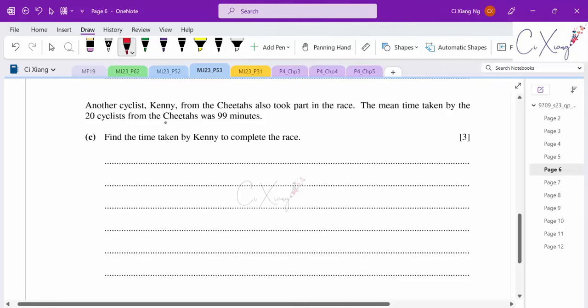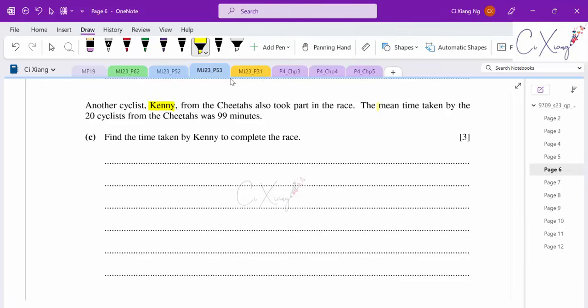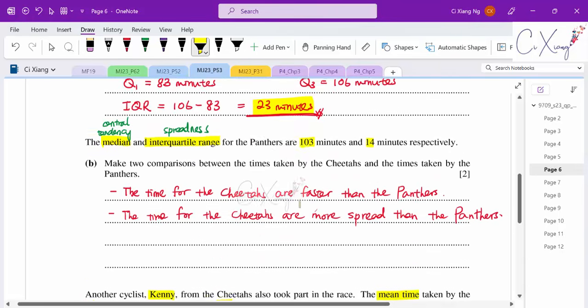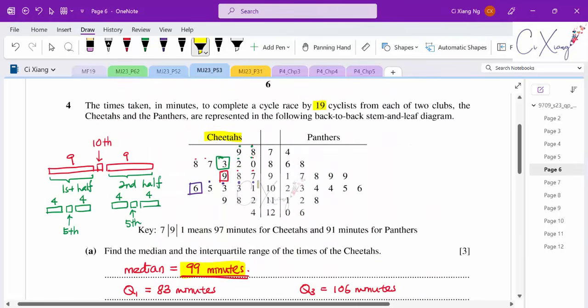For part C, there's another cyclist, which is CAIE, from the cheetahs, who also took part in the race. The mean time taken by the 20 cyclists from the cheetahs was 99 minutes. They want us to find the time taken by CAIE to complete the race. Originally we have 19 cyclists, and now they add in one more cyclist, which is CAIE.